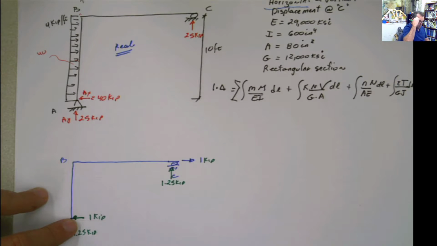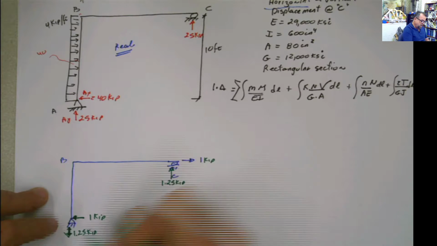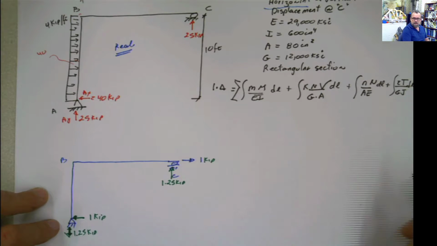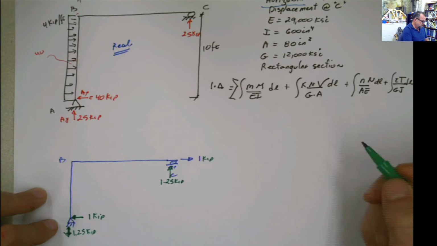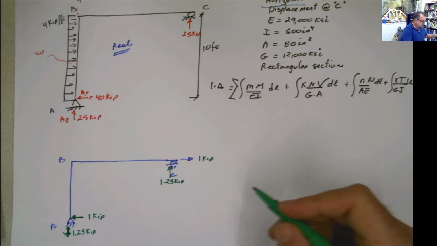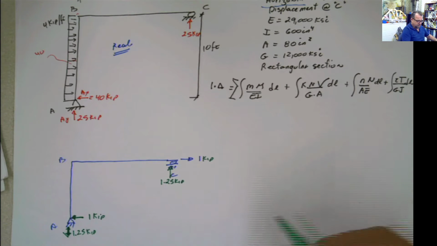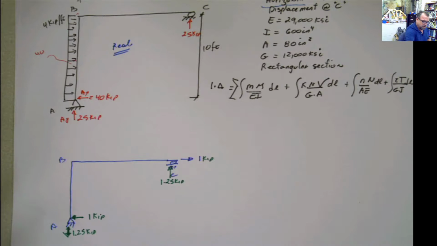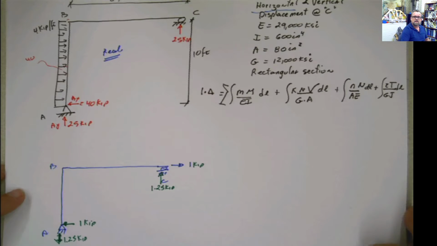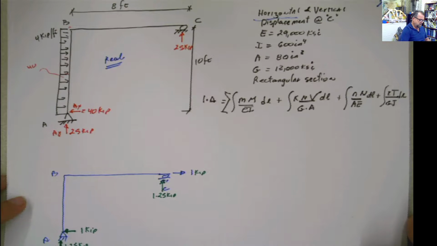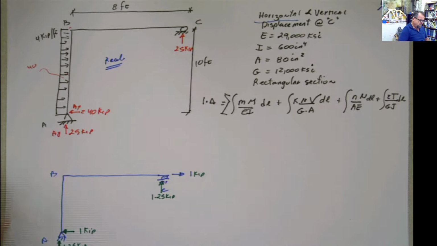Summation of forces in y equals 0. Cy plus Ay, or minus Ay in this case, equals 0. Ay equals 1.25, and we have the reactions. Once we have the reactions, the next step is for us to create the functions and the sections that are going to define completely the frames and the system that we have here.